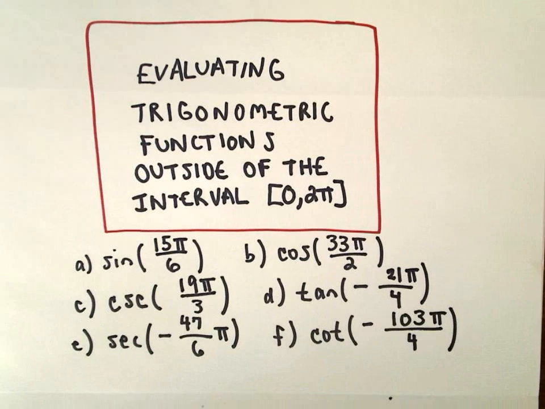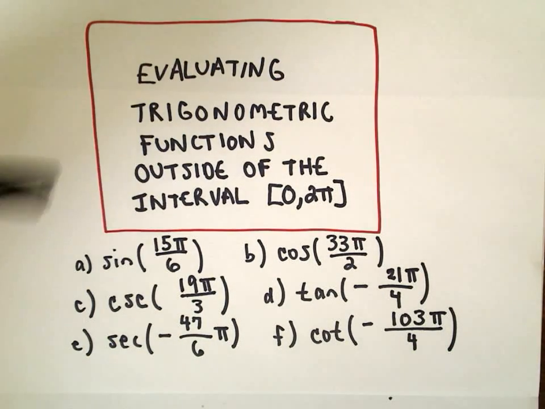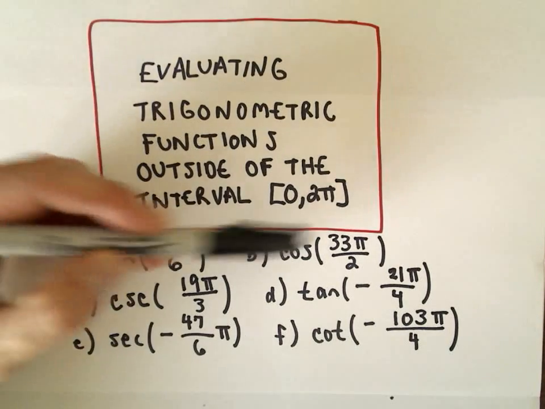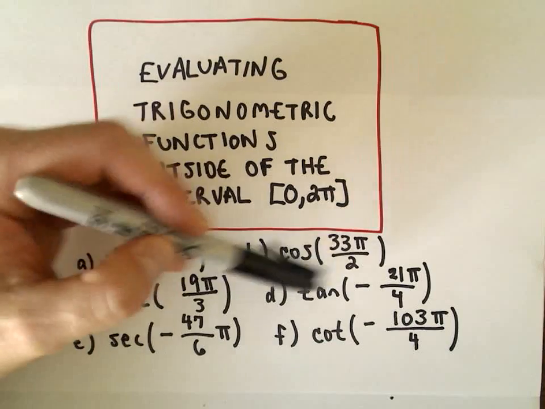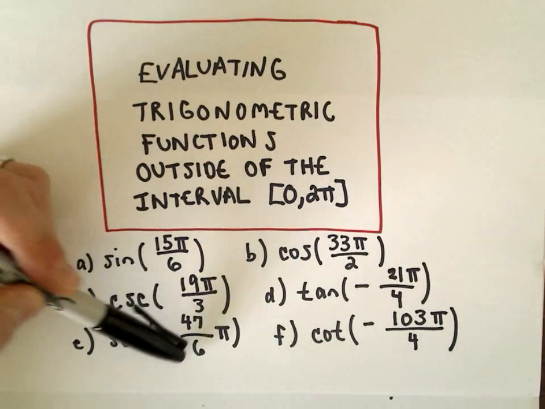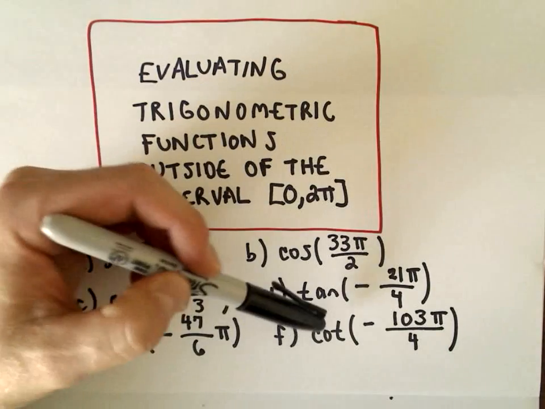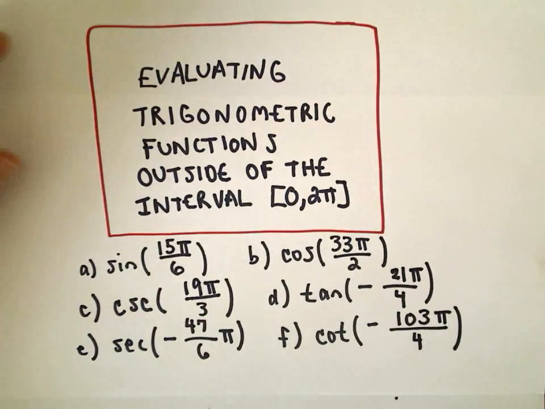Okay, in this video I want to talk about evaluating the trigonometric functions when you're evaluating them for values outside of the interval 0 to 2 pi. So we're going to do sine of 15 pi over 6, cosine of 33 pi over 2, cosecant of 19 pi over 3, tangent of negative 21 pi over 4, secant of negative 47 divided by 6 pi, and cotangent of negative 103 pi divided by 4.